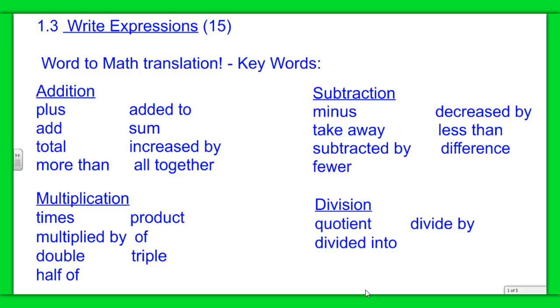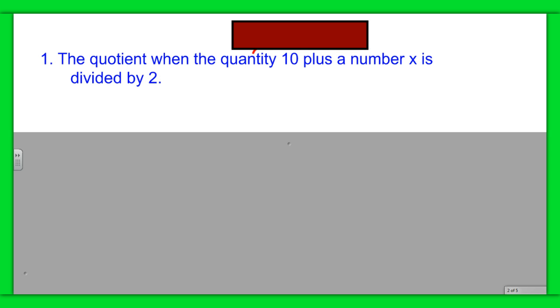So interesting word. These words, taking half of or taking 1/3 of, also often feel like division to us. Taking half of something would be to divide by 2, right? Taking 1/3 would be to divide by 3. Can you put this sentence into a math expression? Can you translate it? The quotient, when the quantity 10 plus a number x is divided by 2.